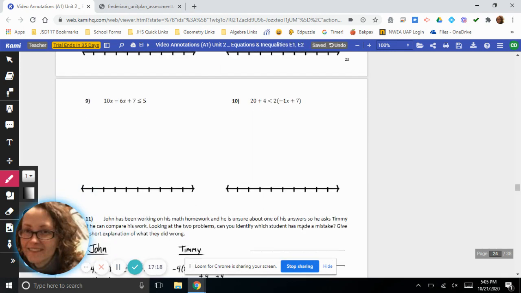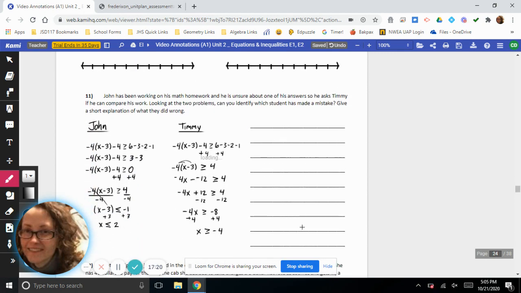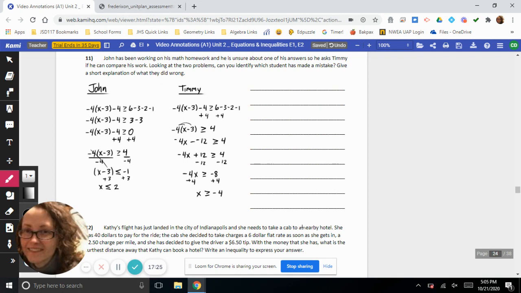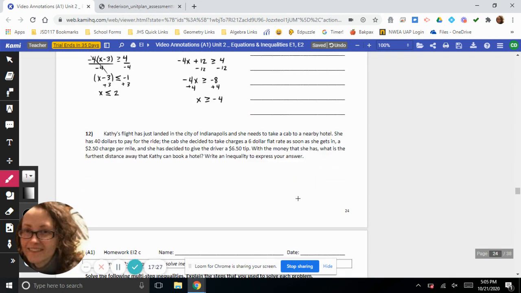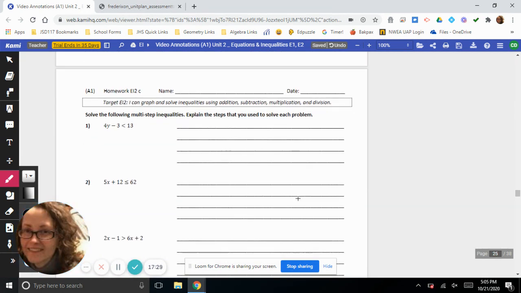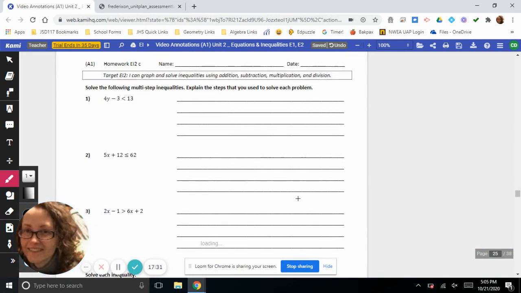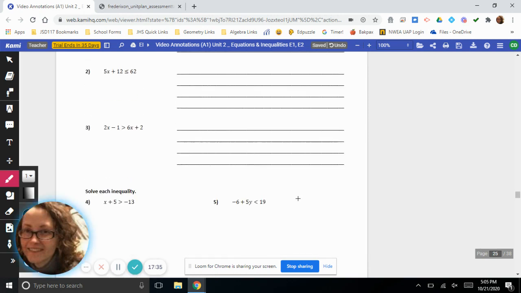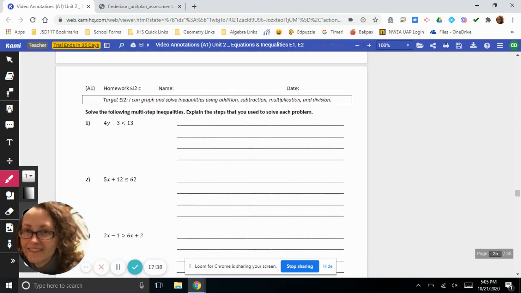I'm going to go ahead and leave some of these to solve when we are working together during our Google Meets. And then your homework is going to be on page 25. It's going to be homework EI2C.